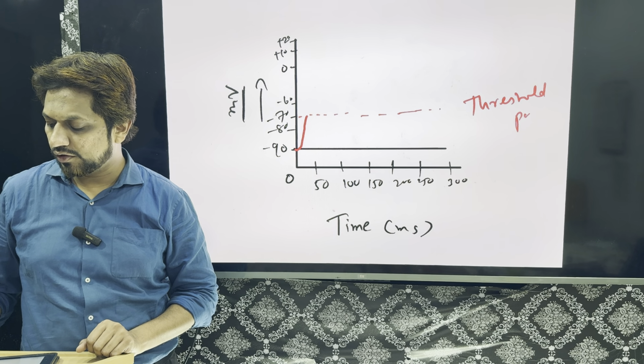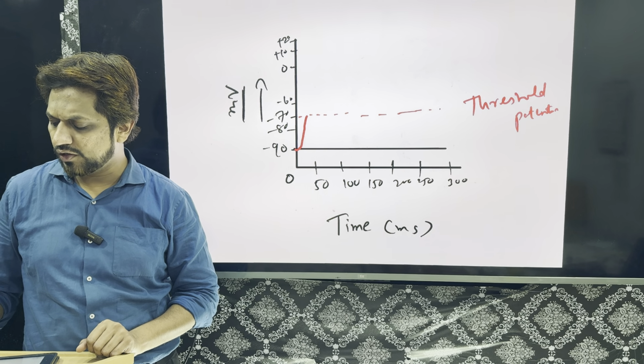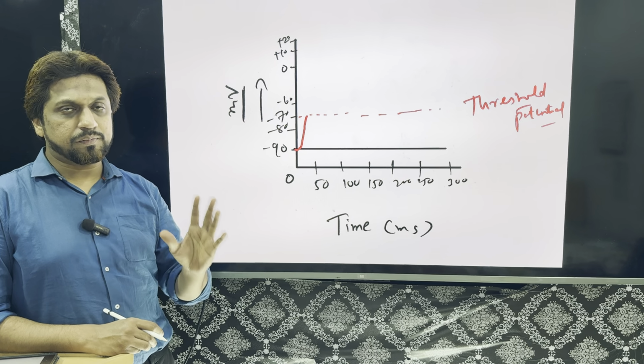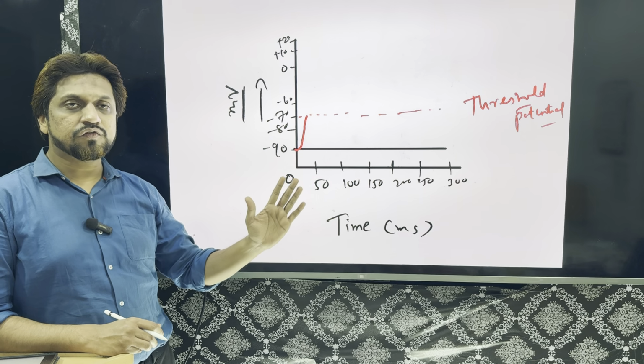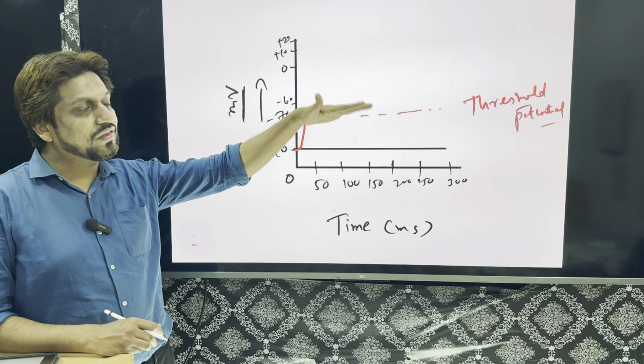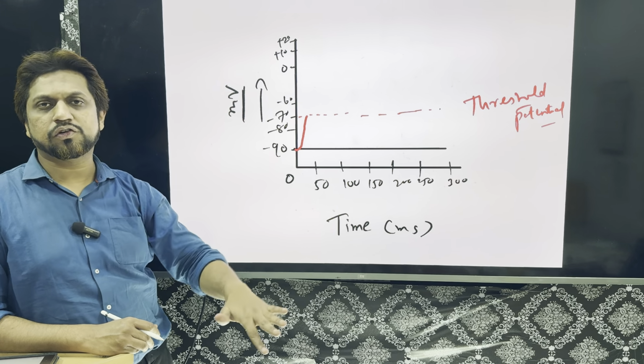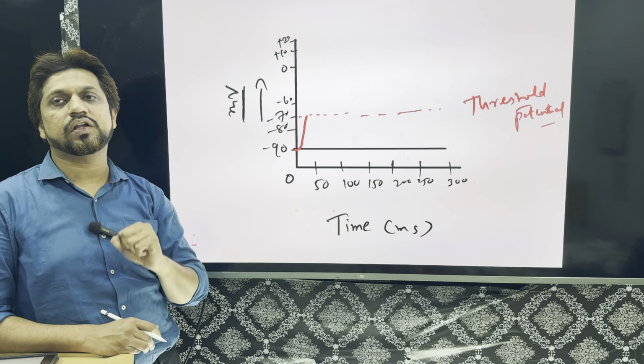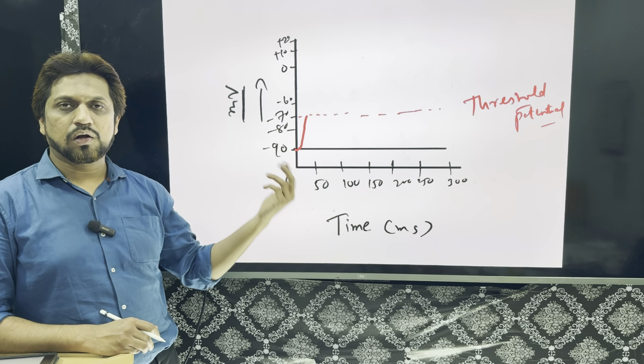Threshold potential. So what is the threshold potential? Threshold potential is the minimum potential at which action potential can be generated. Suppose the strength of the stimulus is less than the threshold potential, it is called a sub threshold potential, and it will not lead to the generation of action potential or any electrical activity in the cell. Thus there will be small local potentials.